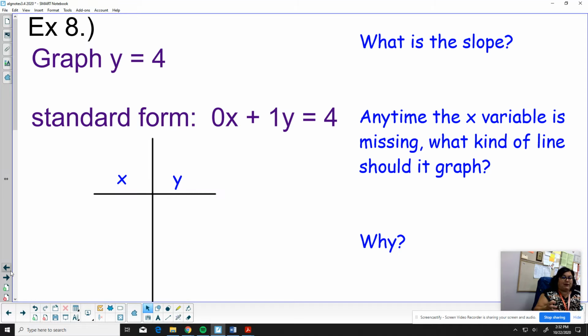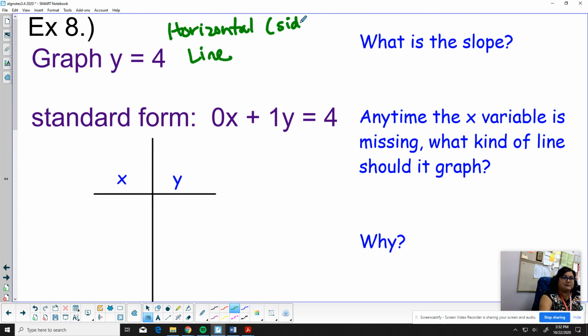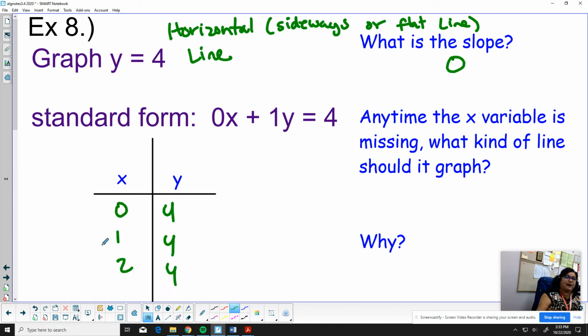And the flip side of that, if there's no x, it's a horizontal line. Okay, a horizontal line. Or if you don't know what horizontal means, it means sideways or flat line. The slope of a flat line is 0. Okay, so if I'm going to graph y equals 4, I make a table. Y is always 4, so I put 4, 4, and 4. And then I pick easy random values for x. I like 0, 1, and 2.